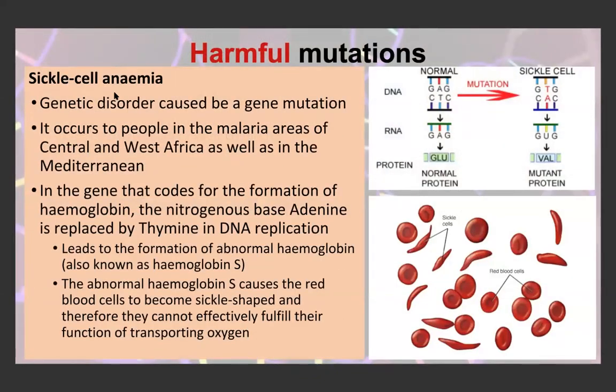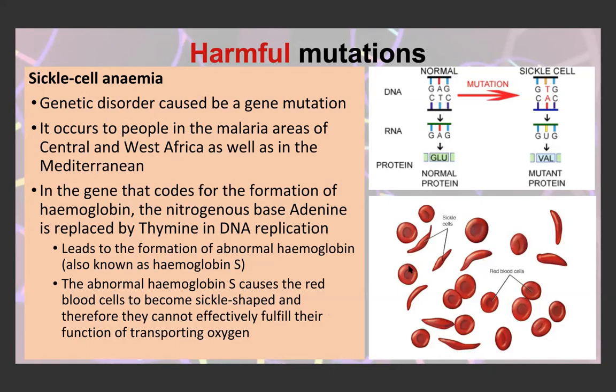Sickle cell anemia is another harmful mutation. It's a point mutation, so only one nucleotide is actually affected. And it's caused by a gene mutation, obviously. It occurs mostly in the malaria areas of Central and West Africa, as well as in the Mediterranean. In the gene that codes for the formation of hemoglobin, a protein on red blood cells, the nitrogenous base adenine is replaced by thymine, so that's your point mutation. It happens during DNA replication. It leads to the formation of abnormal hemoglobin, known as hemoglobin S, so the red blood cells will be sickle shaped, instead of the normal biconcave discs.